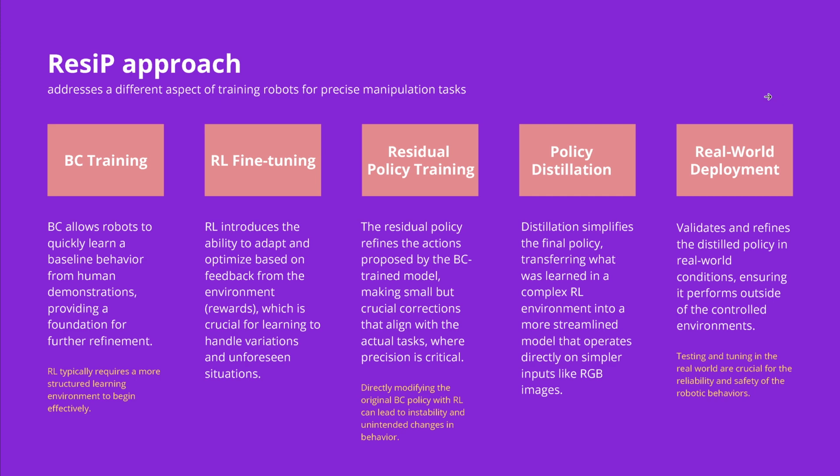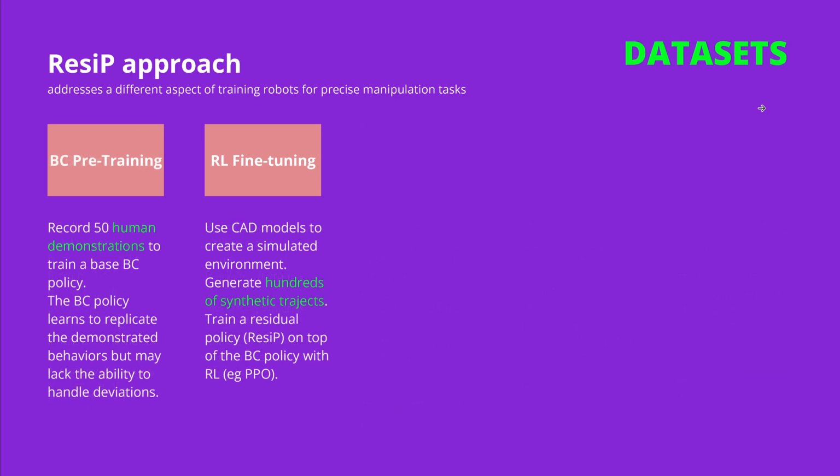You see, this is my way of trying to grasp this development. Now, for the data sets, I ask myself, wait a minute, what data sets do we have in this methodology? Reading this, I understood that for the BC pre-training phase, it is good to have as a starting point, let's say, 50 human demonstrations to train a base BC policy. So we have a human guiding the robot arm to exactly do what the system should do on Mars, build the habitat for the human on Mars. Beautiful. The BC policy learns to replicate the demonstrated behavior, but may lack the ability to handle small deviations. And here's now where our CAD simulated models come in to create a simulated environment.